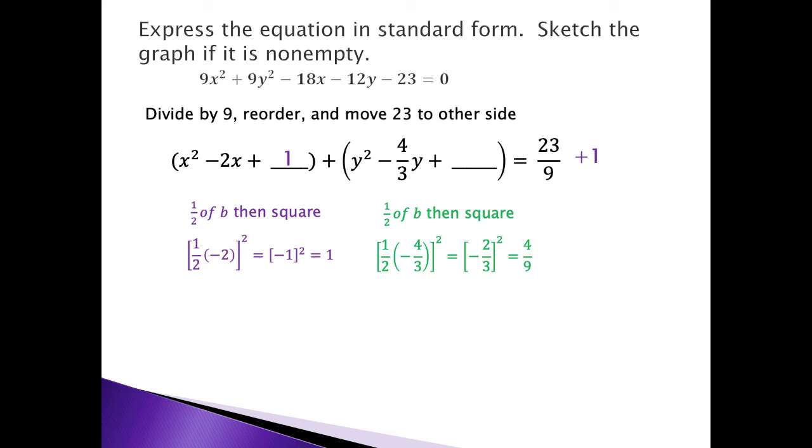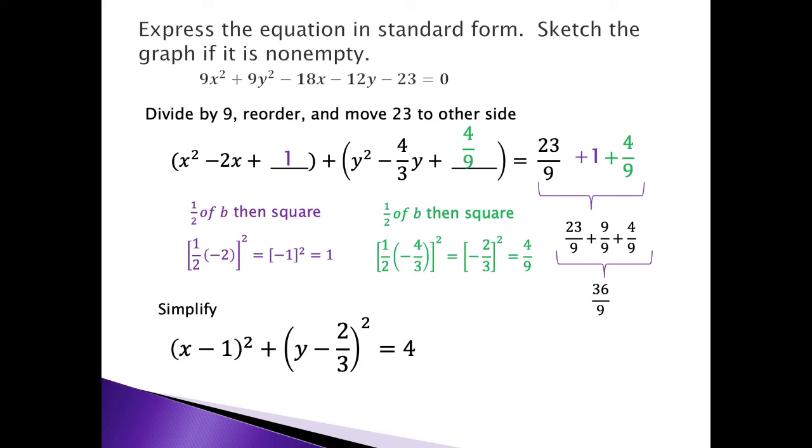For the y, we have half of b, squared, so that's half of negative 4/3, squared, is negative 2/3 squared, which is 4/9. We add the 1 and the 4/9 to the right side. When we combine 23/9 plus 9/9 plus 4/9, we have 36/9. Simplifying this, we have (x minus 1) squared plus (y minus 2/3) squared equals 4.